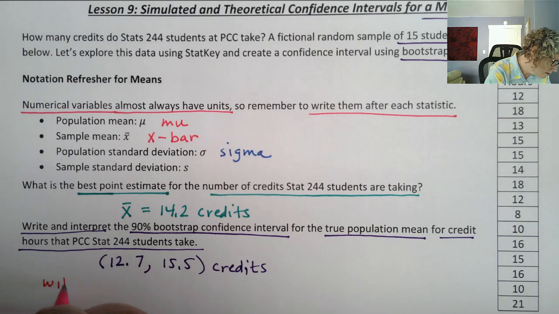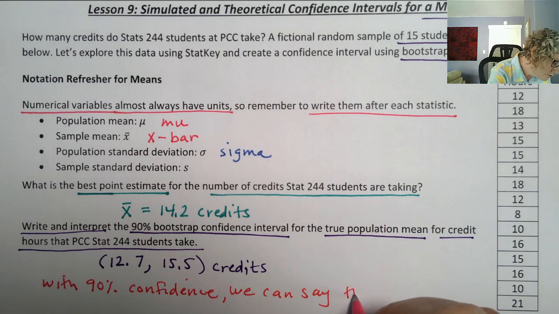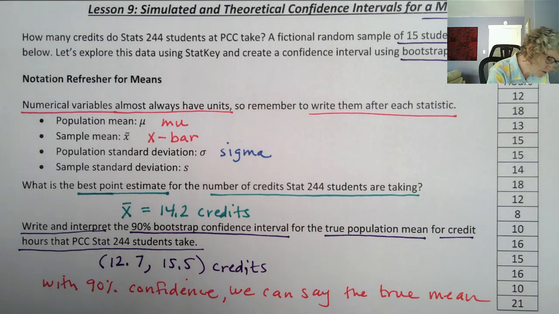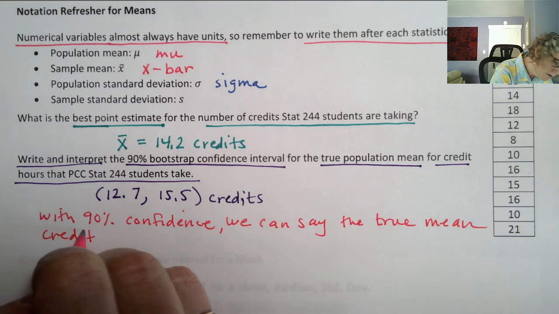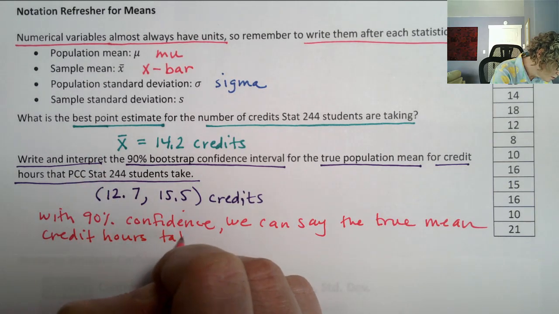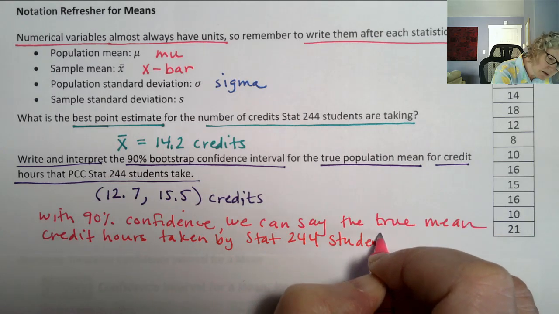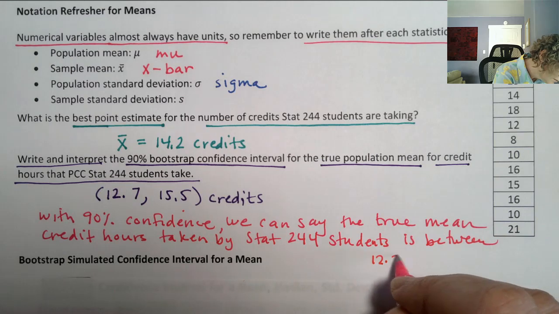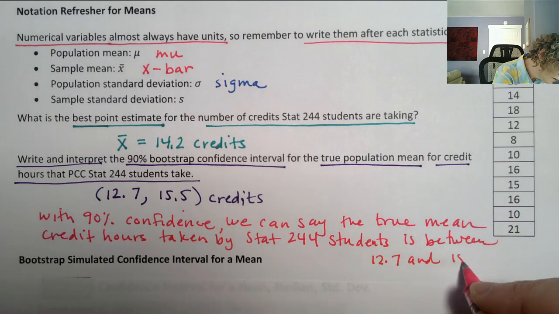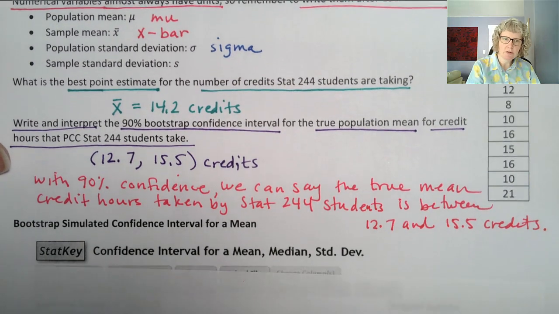With 90% confidence, we can say the true mean. Remember, you could also say population mean. True mean credit hours taken by Stat 244 students is between 12.7 and 15.5 credits. Okay, and then I have a screenshot here just for your reference.